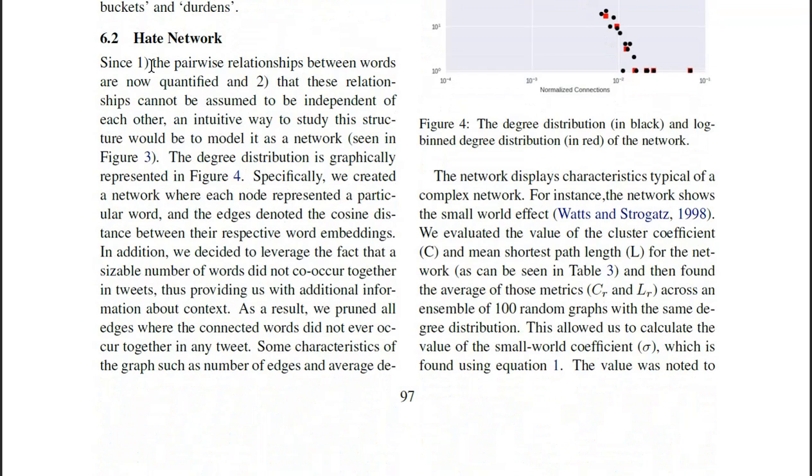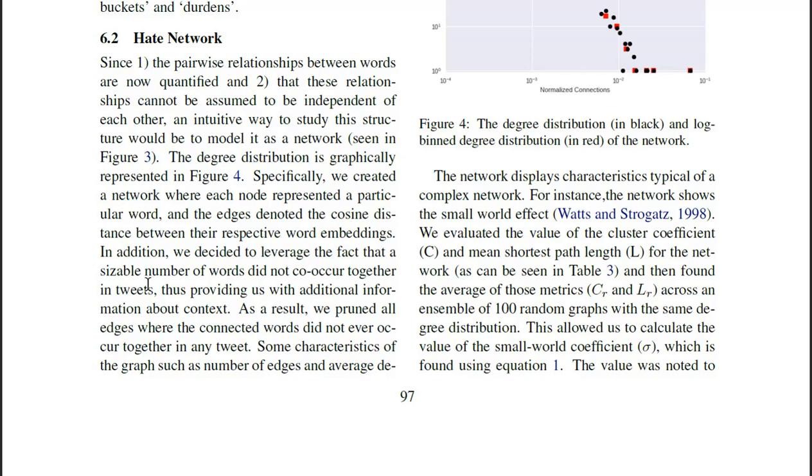The hate network. Since pairwise relationships between words are now quantified and these relationships cannot be assumed to be independent of each other, an intuitive way to study the structure would be to model it as a network. The degree separation is graphically represented in figure 4. Specifically, we created a network where each node represented a particular word and the edges denoted a cosine distance between the respective word embeddings.